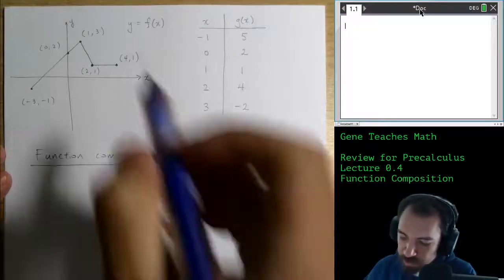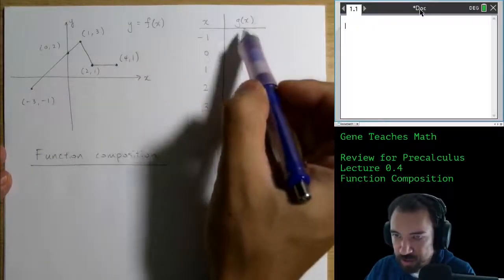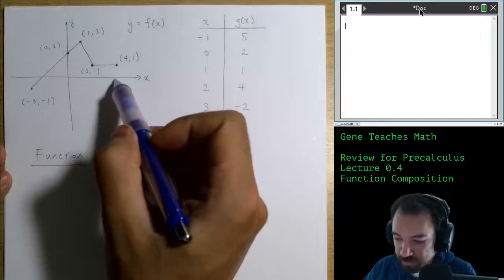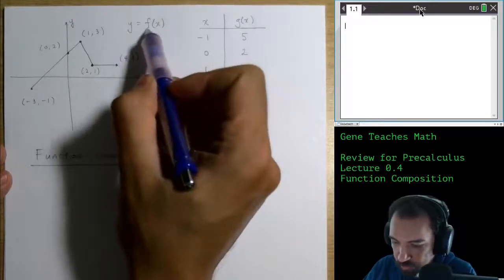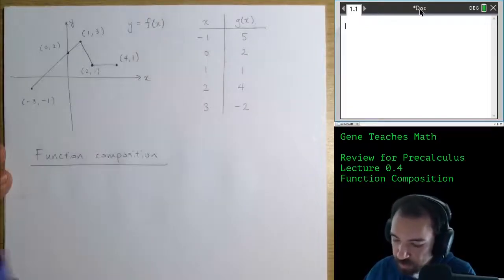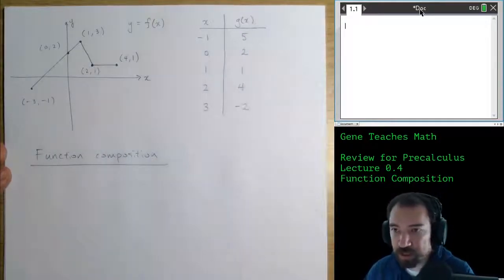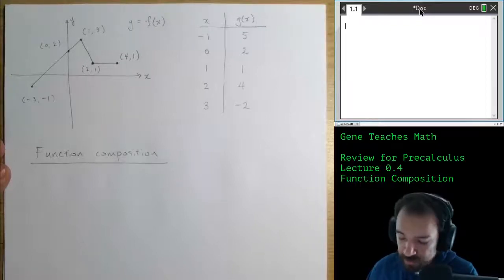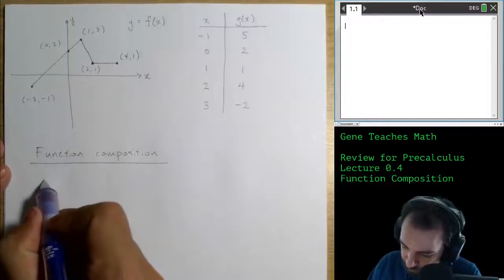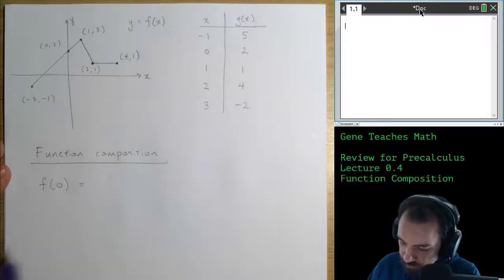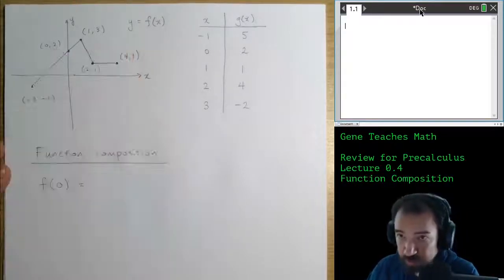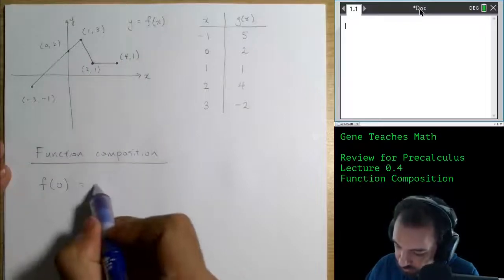But first, let's consider two functions f and g. Here we have a graphical representation where the input of f is the x-coordinate and the output of f is the y-coordinate. And here we have a table with the input and output of g. So for example, we could ask questions like, what is f of 0? Well, f of 0, it turns out, is 2, because that's the y-coordinate corresponding to an x of 0.